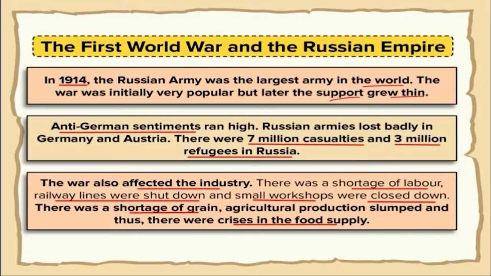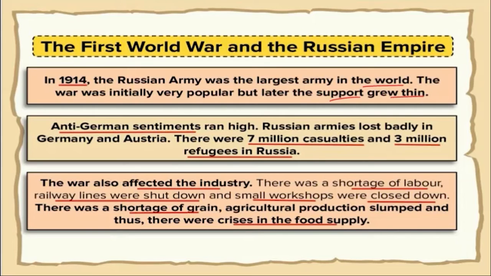There were 7 million casualties and 3 million refugees in Russia. Seven million casualties occurred during the wartime, and 3 million refugees came from Germany and Austria. They settled in Russia, so that was a very big effect on Russia. The war also affected industry: shortage of labor, railway lines were shut down, small workshops were also closed.